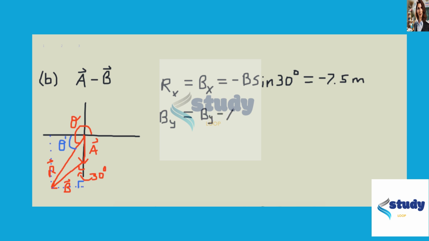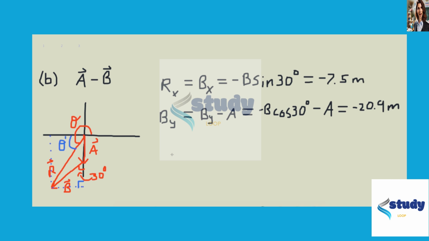R of y is going to be equal to b of y minus a, as before. But this time b of y is in the negative direction, right? So you have negative b times the cosine of 30 for b of y minus A, which again, the magnitude is all in the y direction. So this comes out to equal negative 20.99 meters. Or we can just do negative 20.9 meters.